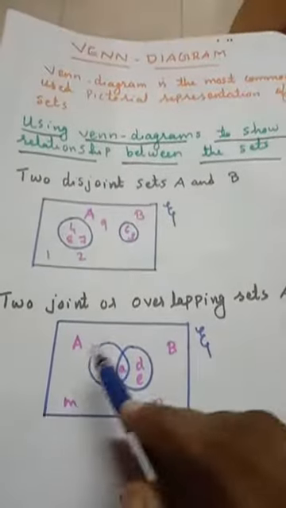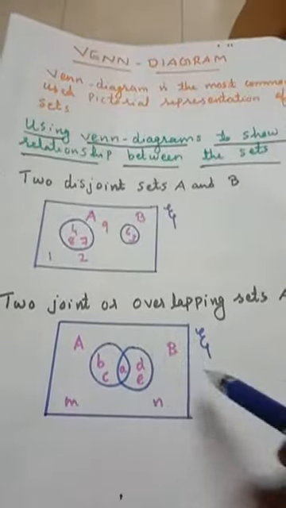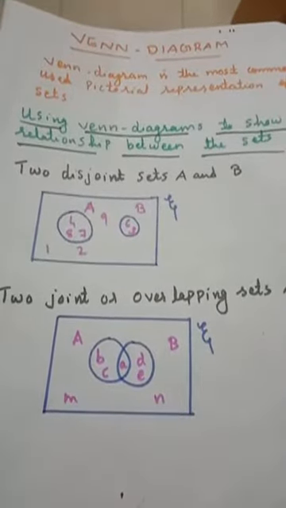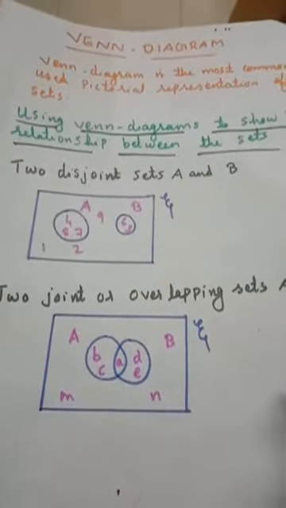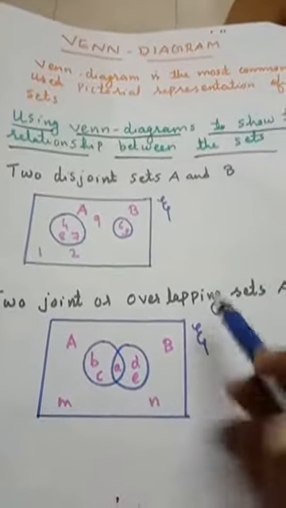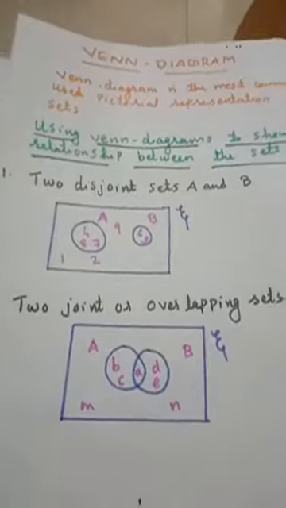Clear? Venn diagram means pictorial representation of sets. In pictorial representation, first of all, we draw the universal set. Inside the universal set, all other sets A, B, C, etc.